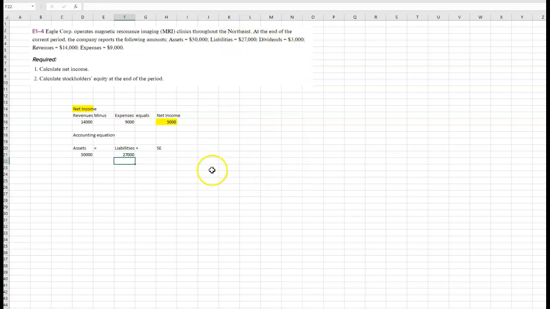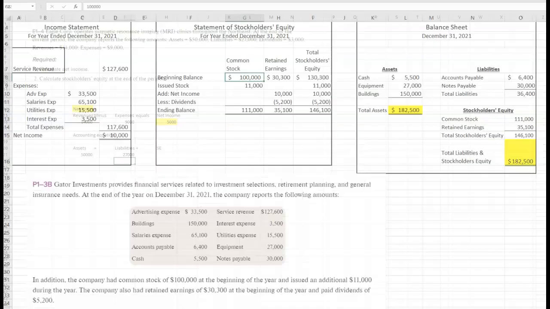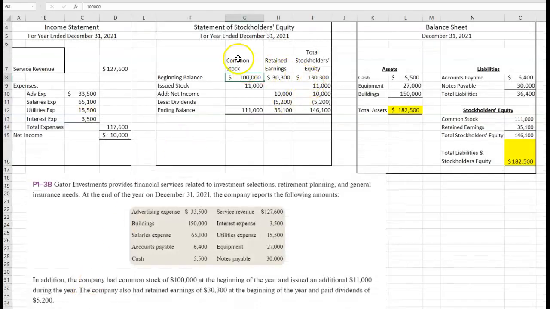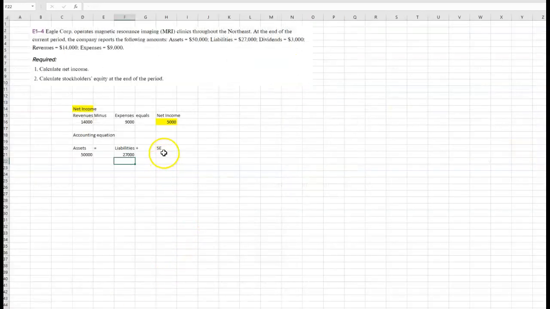We can't really calculate all of these individual items. We don't know. They didn't tell us about common stock. They didn't tell us about beginning retained earnings. So we can't do it that way. What we need to do is solve for X. So what is X? If 50,000 equals 27,000 plus X, then how do we solve for X?